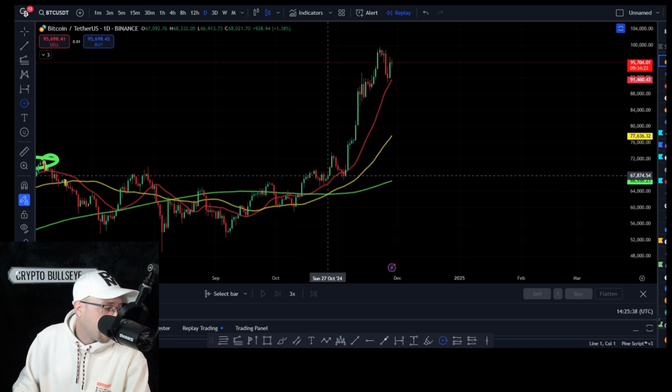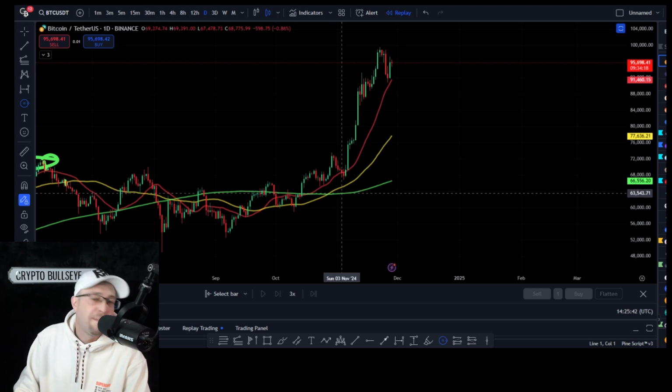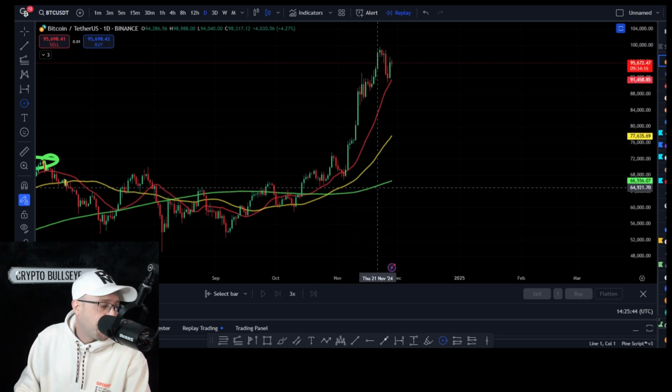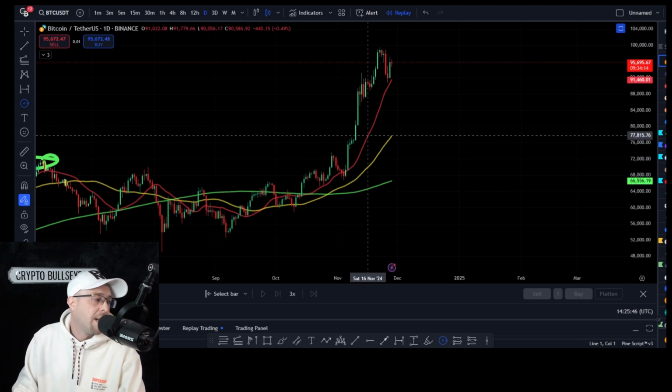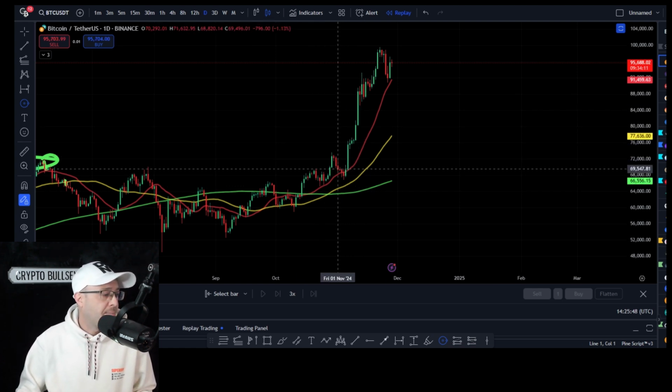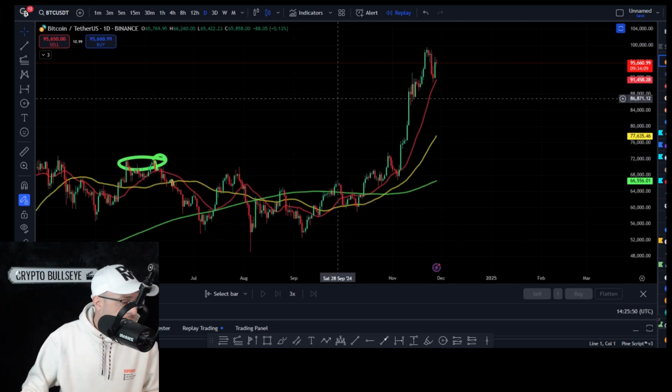So at this point here, that's where we get the cross. That's where we've got the traffic light system in play. They're fanning up, the 200's fanning up, the 50's fanning up, the 20's fanning up, and you can see what price does on the back of that. So that's bullish. What about bearish?